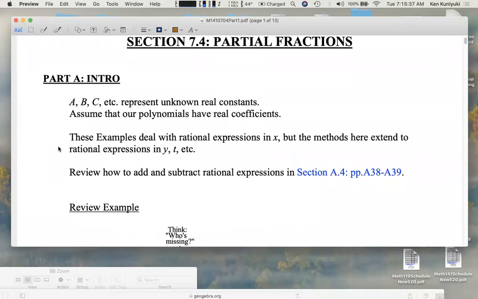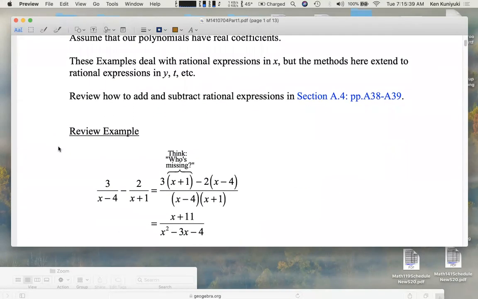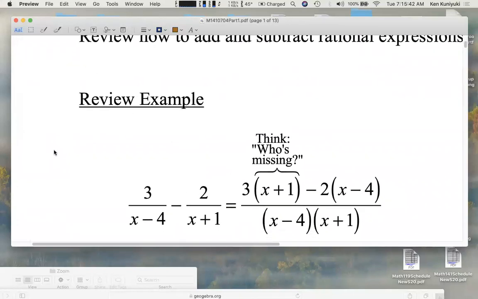Okay, let's start with a review example. So in the beginning, in your old school algebra class, you might have taken these two rational expressions and subtracted them. 3 over x minus 4 minus 2 over x plus 1. Your first step would be to find an LCD, a least or lowest common denominator. Here, since these guys have nothing much in common besides plus minus 1, we take their product. Just like if we had 1/2 minus 1/3, we would take the product of the denominators. 2 times 3, or 6, is our LCD.